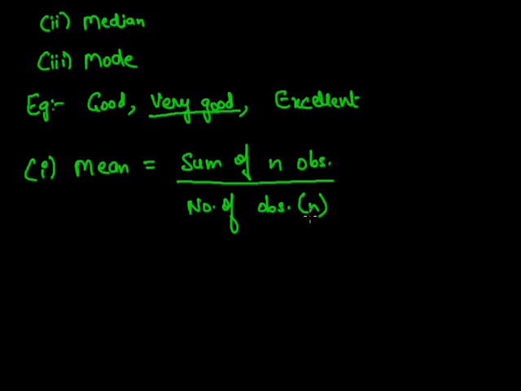What we need to do is we first take the sum of all those observations and we divide the sum by the number of those observations. So accordingly we will get the mean. Let's take one example here.